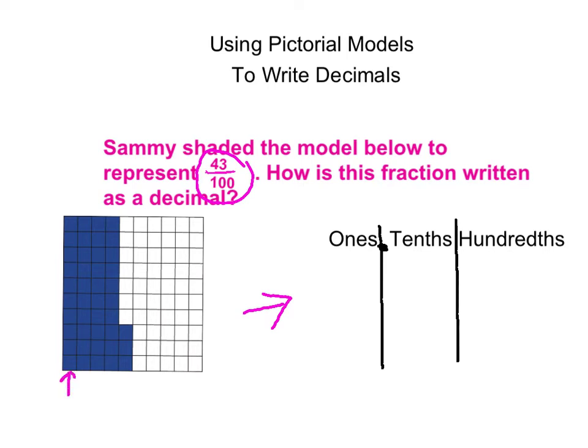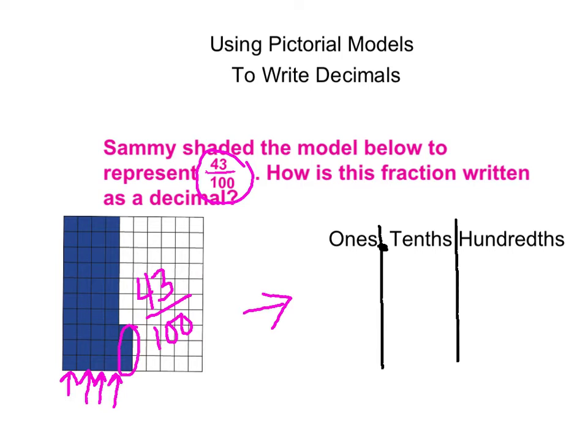I have 10, 20, 30, 40, 43. So I have 43 that are shaded. And because there are 100 in all, it basically means I have 43 of 100 shaded. So that's where that's coming from.